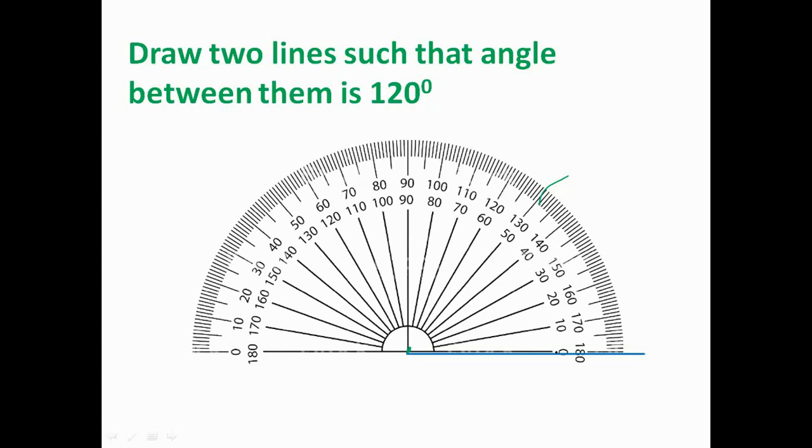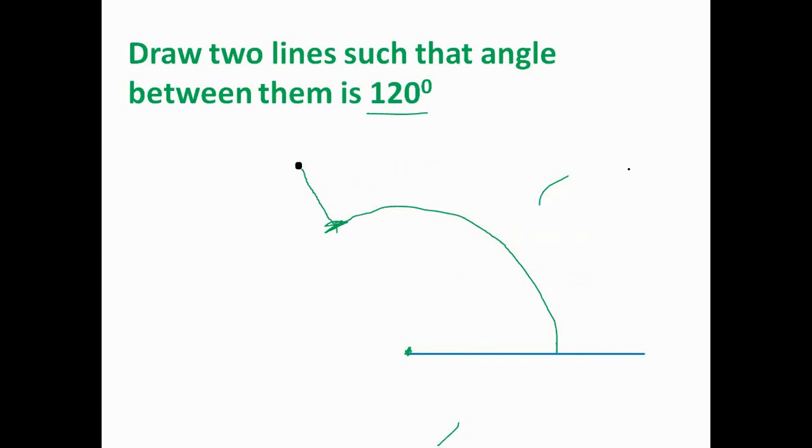So count it from 0 till 120, because the question is about 120. From here I will count 0, 10, 20, 30, 40, 50, 60, 70, 80, 90, 100, 110 and 120. You can see 120 is here. So exactly I will mark here with the pencil. So this is the initial point where I kept the protractor. So join these two dots using scale and pencil.